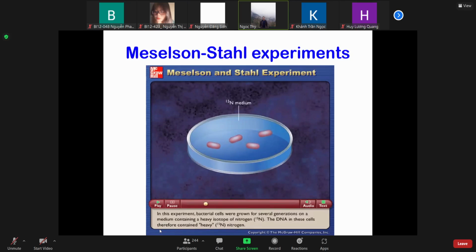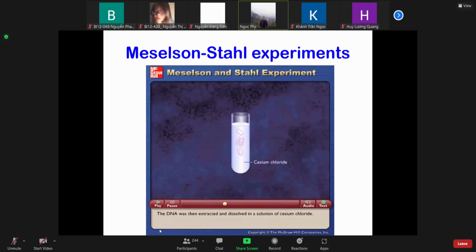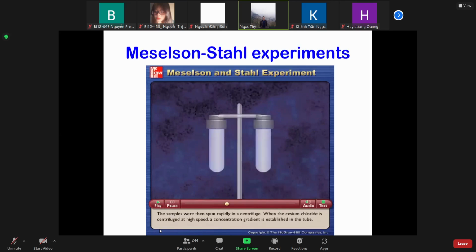The DNA in these cells therefore contained heavy N15 nitrogen. The cells were then transferred to a new medium containing the normal lighter isotope, N14. At various times after the transfer, samples of the bacteria were collected. The DNA was then extracted and dissolved in a solution of cesium chloride. The samples were then spun rapidly in a centrifuge.